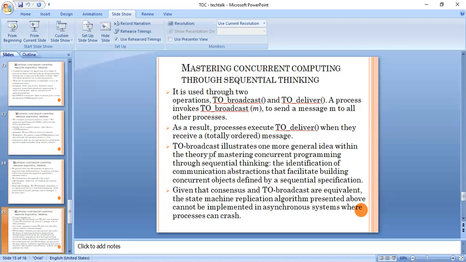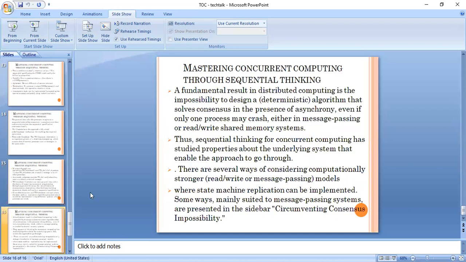TO-broadcast illustrates one more general idea within the theme of mastering concurrent programming through sequential thinking: the identification of the communication abstraction that facilitates building concurrent objects defined by a sequential specification. Given that consensus and TO-broadcast are equivalent, the state machine replication algorithm represented above cannot be implemented in asynchronous systems where processes can crash.